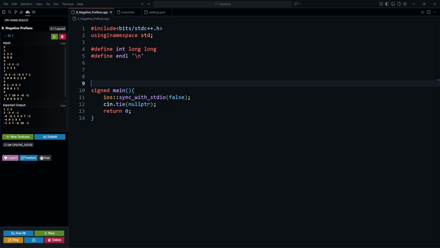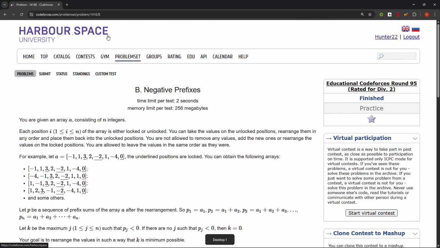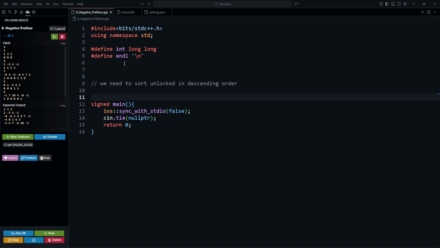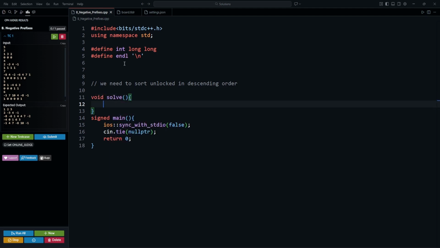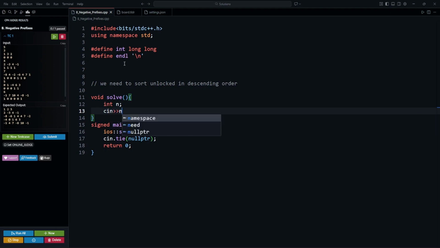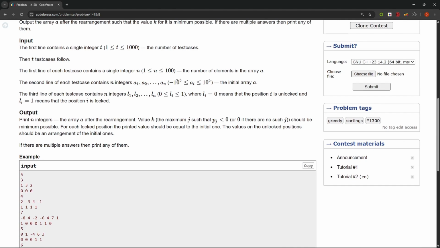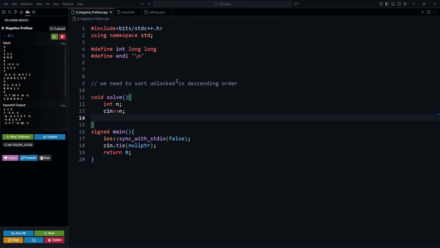From the exchange arguments, we have derived that we need to sort in descending order. We need to sort the unlocked components in descending order. So first thing, what's the input statement? It was n as far as I remember. First line is n, second line is a1, a2, a3, and so we'll be writing vector int a of size n.